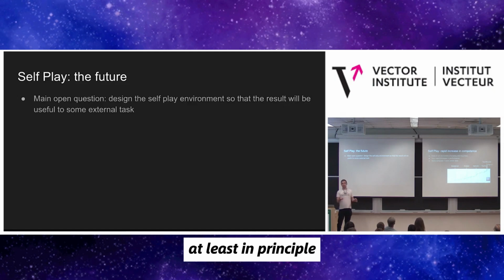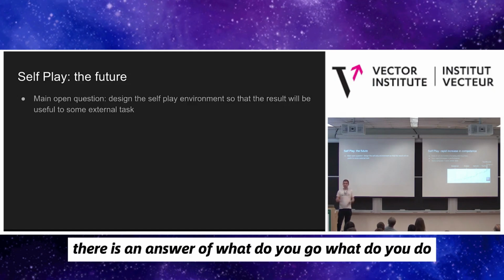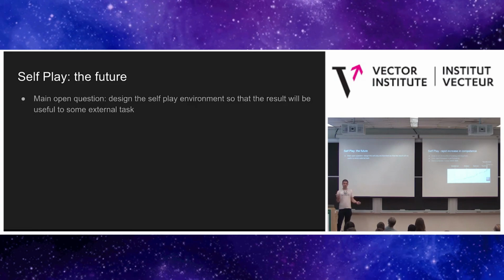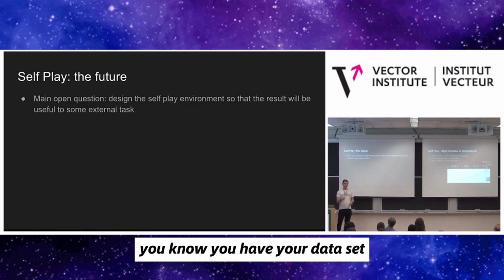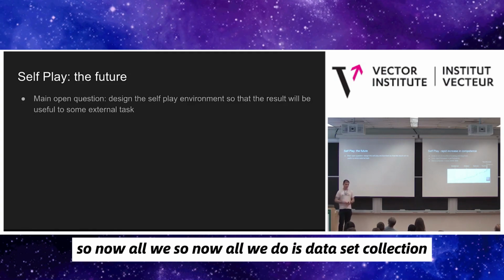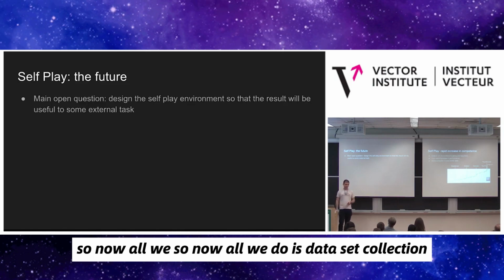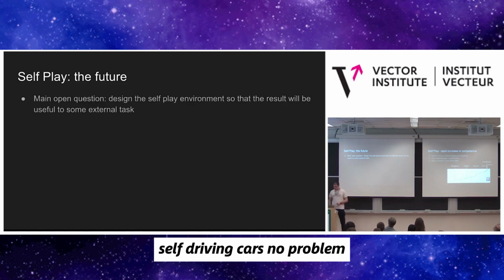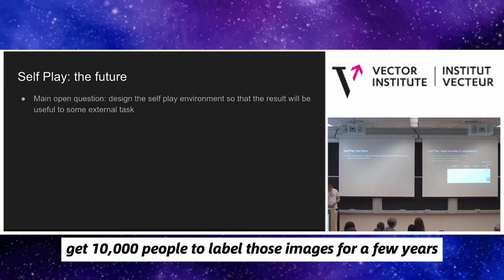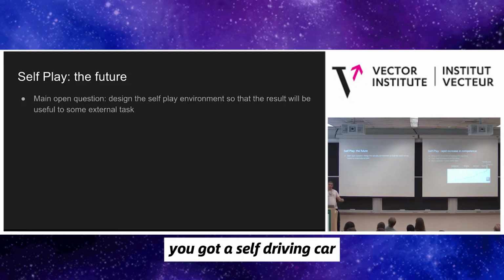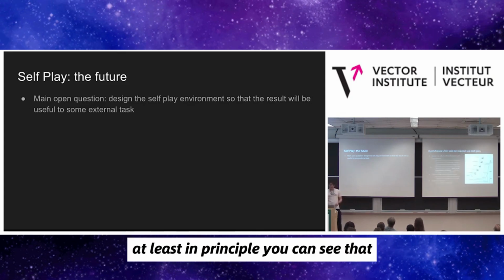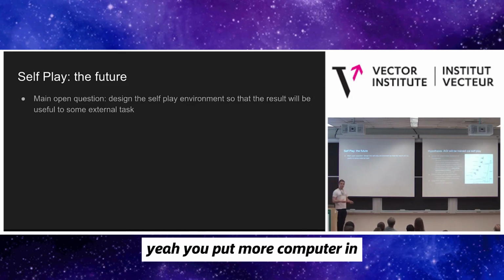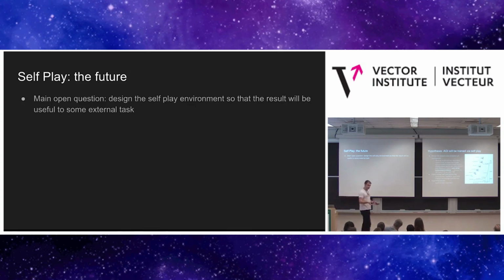At least in principle, there is an answer of what do you do after supervised learning? Because supervised learning is kind of boring. You know, you have your data set, you're never going to do better than a data set. So now all we do is data set collection. You want to solve self-driving cars? No problem. Just get a huge data set and get 10,000 people to label those images for a few years, and there you go. You got a self-driving car. But that's not inspiring. But with self-play, at least in principle, you can see that, yeah, you put more compute in, and the agents just get better and better.